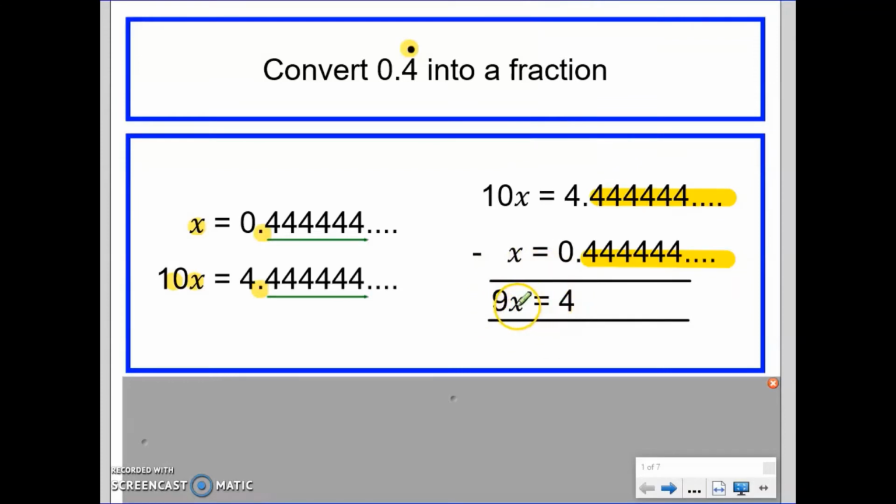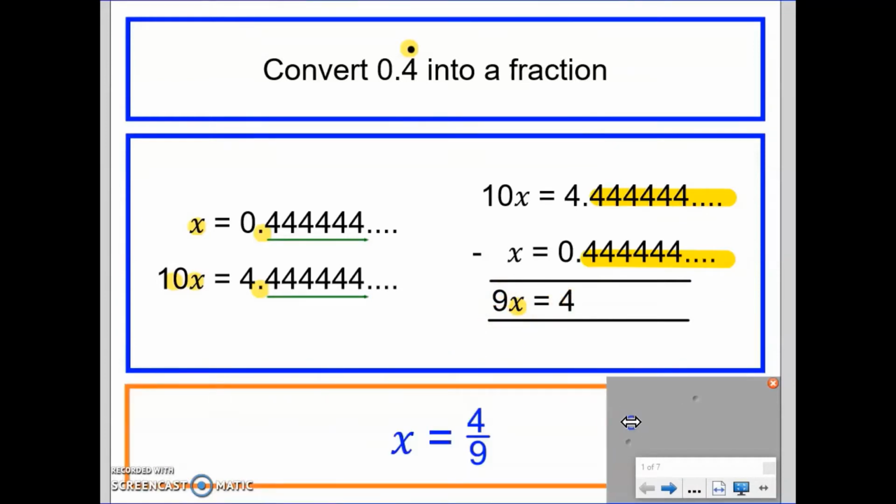I'm just going to solve that one-step equation by dividing both sides by 9, which is going to be 4 over 9. So the number 0.4 recurring presented as a fraction would be 4/9. And this is the standard method of how you approach all questions about changing recurring decimals into fractions. No matter how complex the question gets, this method, by bringing in algebra, will always help you get to your answer.